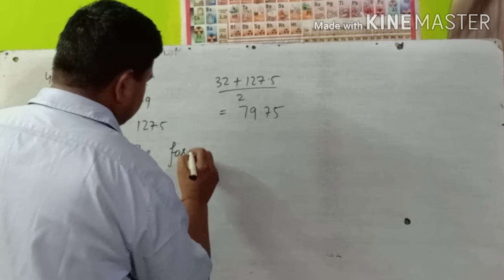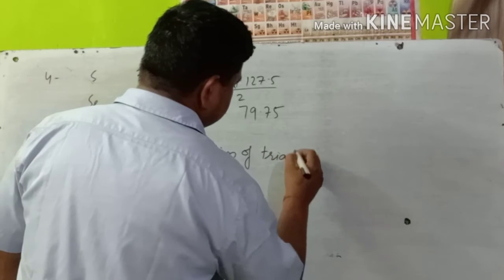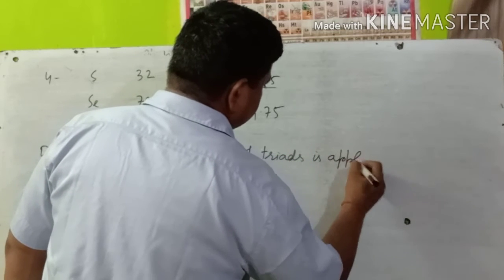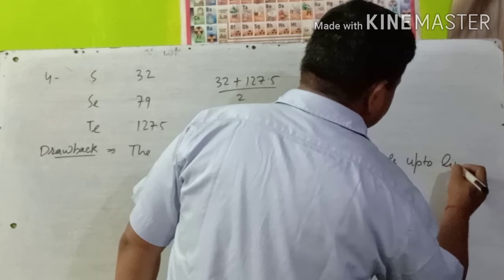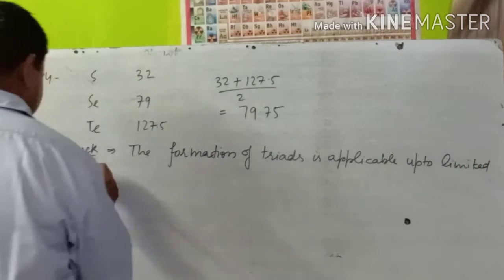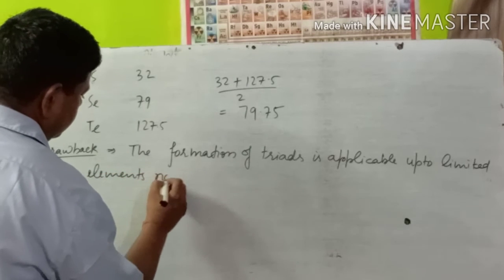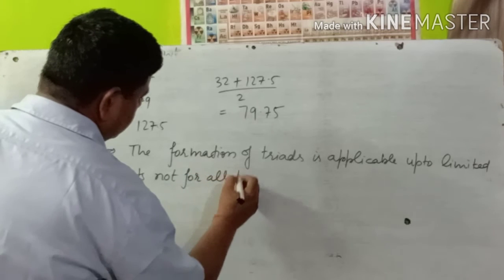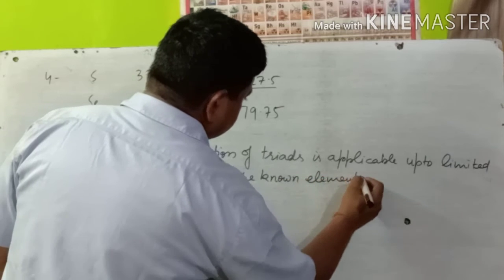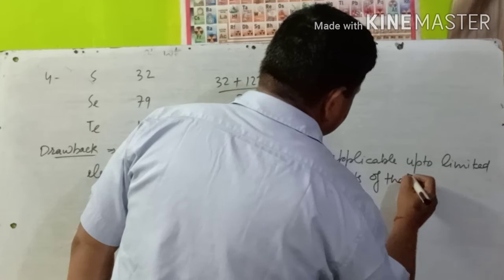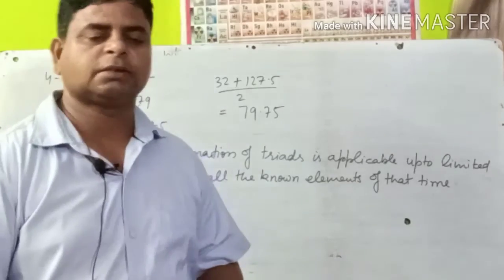The formation of triad is applicable up to limited elements, not for all the known elements of that time. So this classification gets failed.